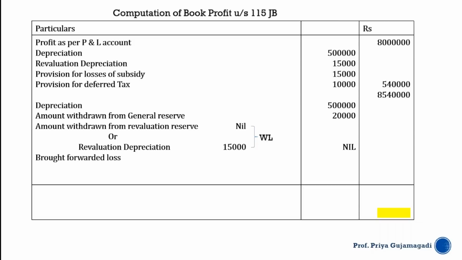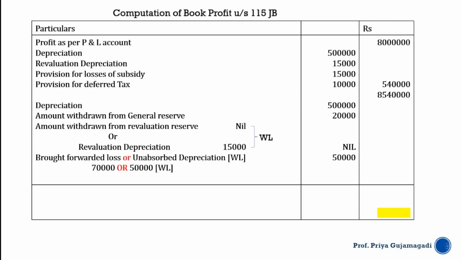Brought forward losses and unabsorbed depreciation, both we will take in the calculation of total income. But in book profit, we have to compare them both. Whichever is less, that we are going to take. Brought forward losses or unabsorbed depreciation, whichever is less. In this question, brought forward losses is 70,000 or unabsorbed depreciation 50,000, whichever is less. We have to take 50,000.